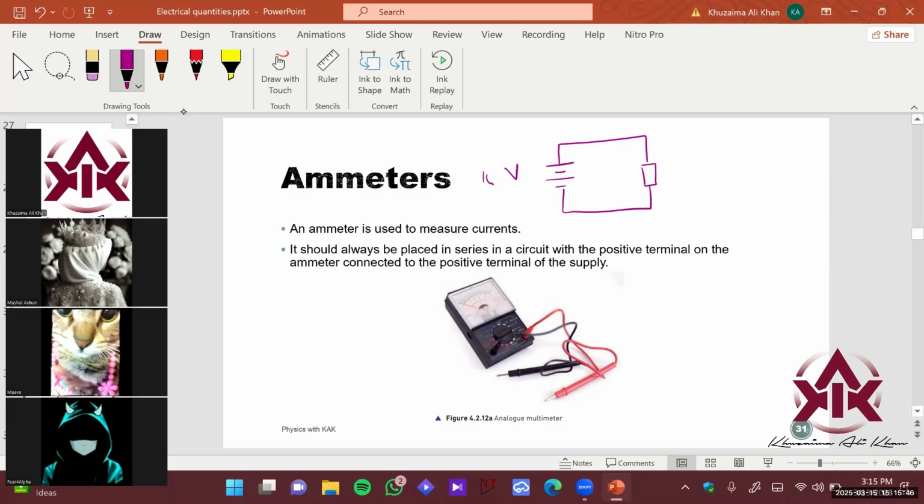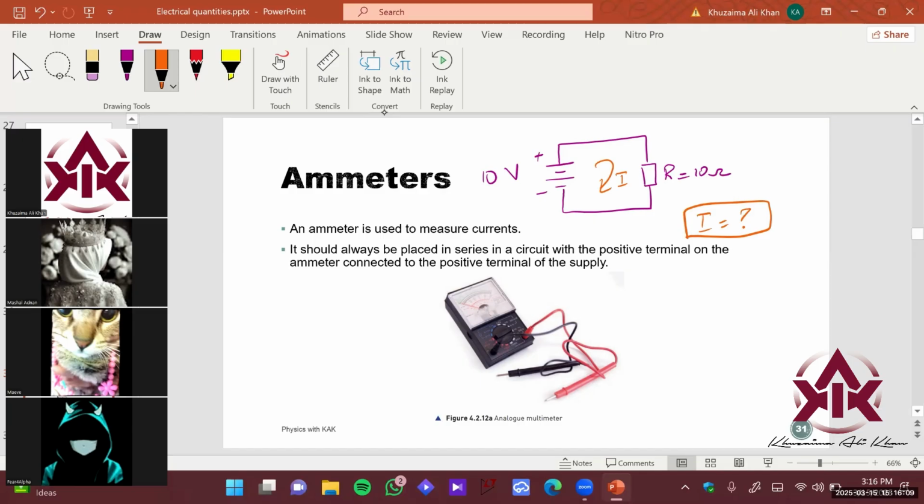This is a battery of 10 volts, plus, minus, and this is a resistor of, let's say, 10 ohms. We have learned now the current flows in this direction. Let's say I want to measure the amount of current flowing. So what is the current flowing over here? I will learn some ways to derive the value using a formula.